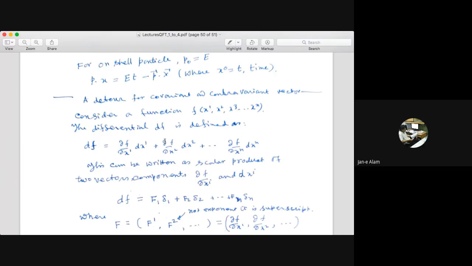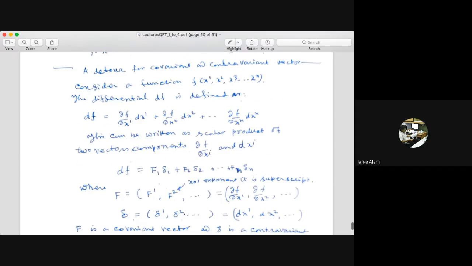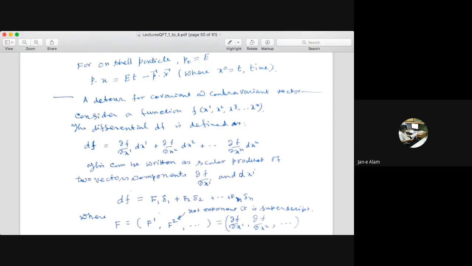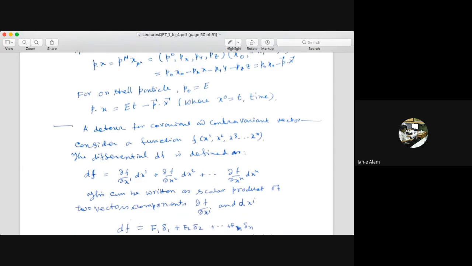Now here I have discussed something more mathematical about the contravariant and covariant vectors, right? This I will come back to later after my lecture. Here it is given in great detail why a vector is called contravariant, why it is called covariant, and what the exact mathematical transformation is. It is there, but this mathematics I'll discuss a little later.